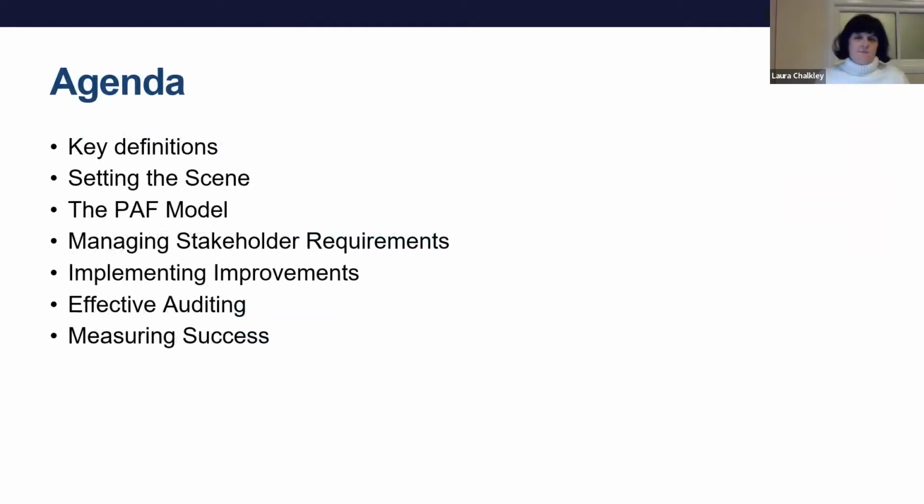Just to run through the agenda for this evening. We're going to start off with some key definitions and then move on to setting the scene around what we're going to be talking about and the context. Bob will talk about the PAF model. Then we're going to consider the application of that to managing stakeholder requirements, how to think about implementing improvements, effective auditing, and then how to measure and monitor success.